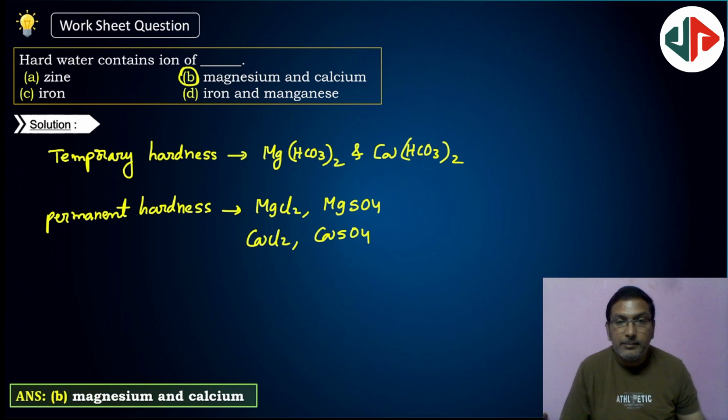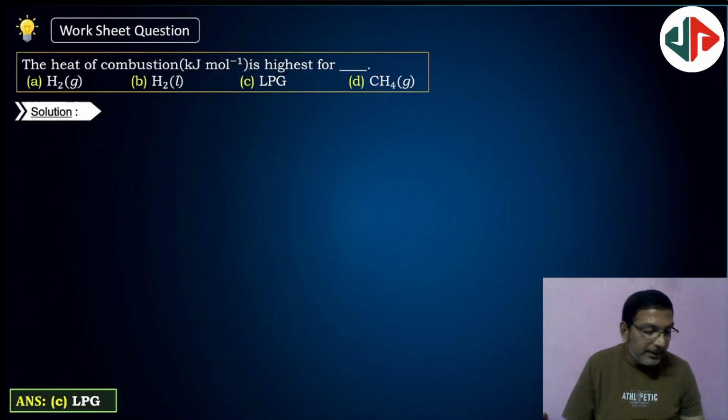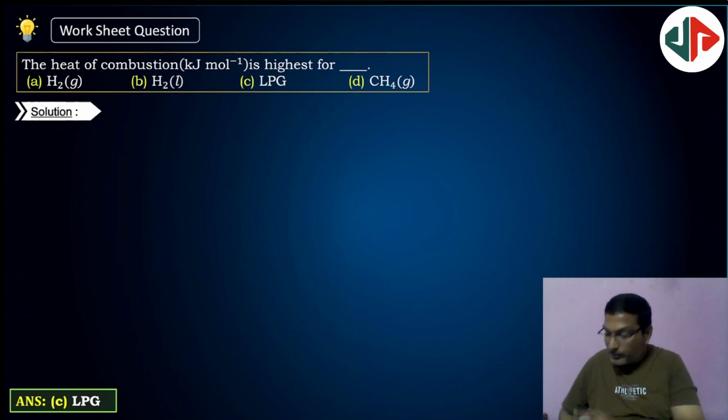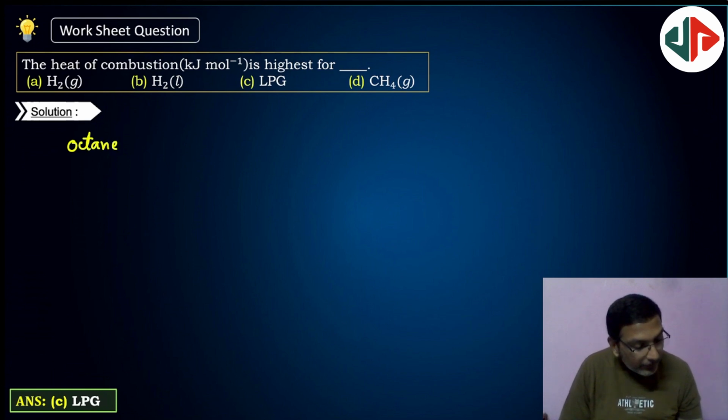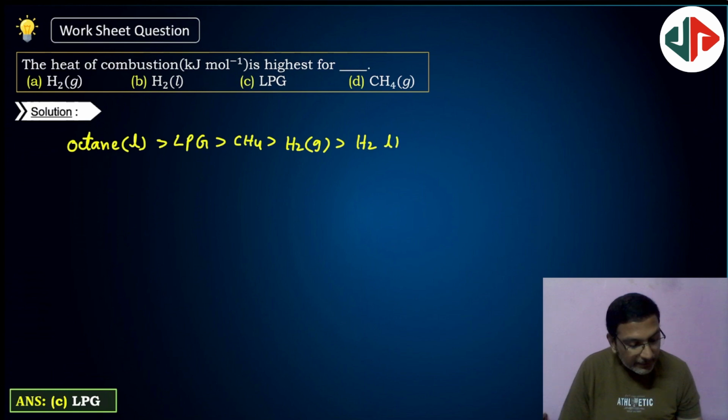Next. The heat of combustion is highest for. Very important. Heat of combustion I will write here. Different orders will be there. First liquid octane, organic compound. Next LPG. Next CH4, methane. Next H2 gas. Next H2 liquid. This is per mole. If you take 1 mole of compound, this will be the order. Next, one more order.